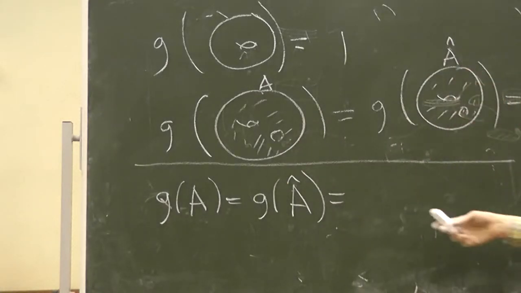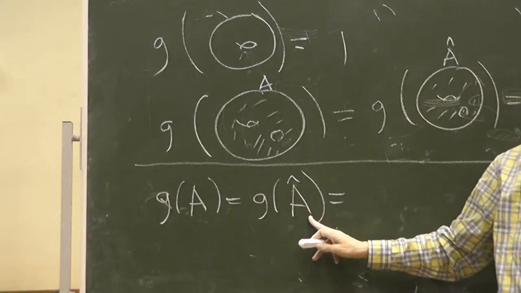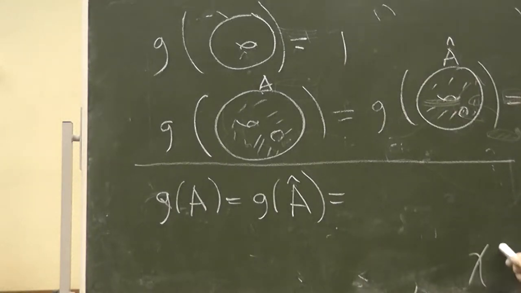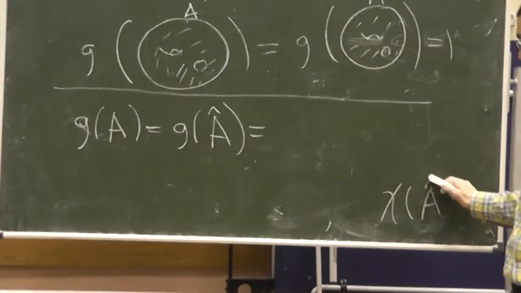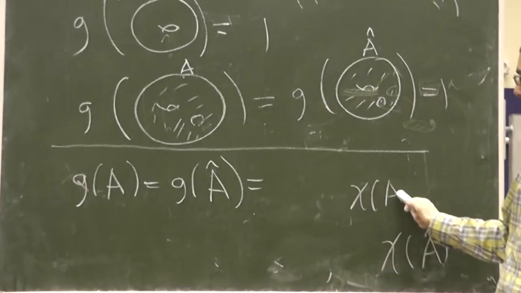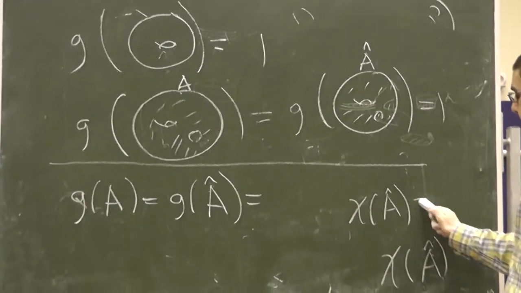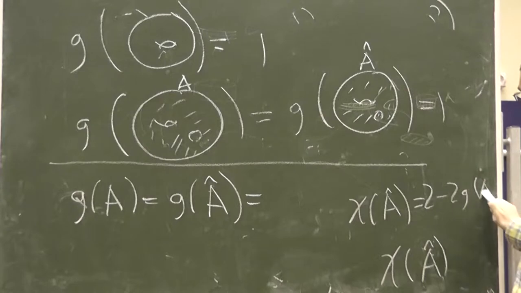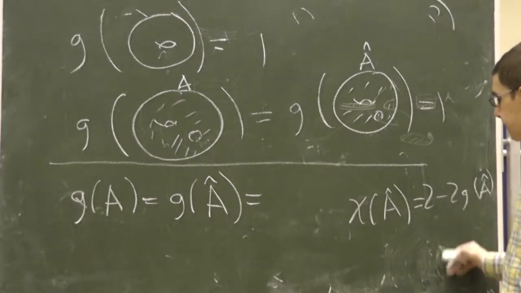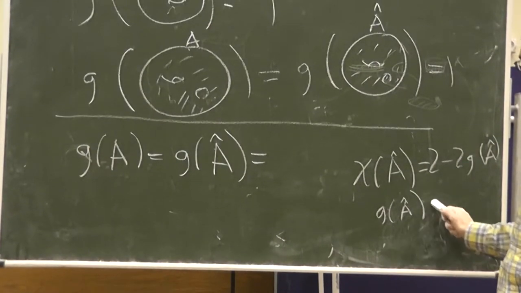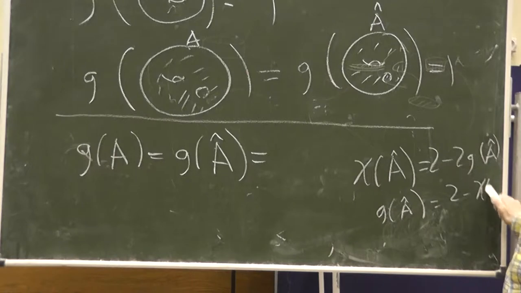Okay. Now, can you guys remind me, if I have a closed surface, what is the relationship between its genus and its Euler characteristic? Let's see, so firstly, the Euler characteristic of A hat, if it's orientable, do you remember, it's 2 minus 2g. So the genus of A hat is 2 minus the Euler characteristic over 2.